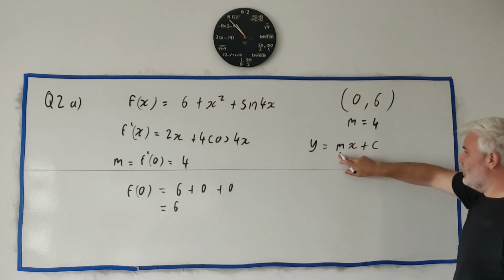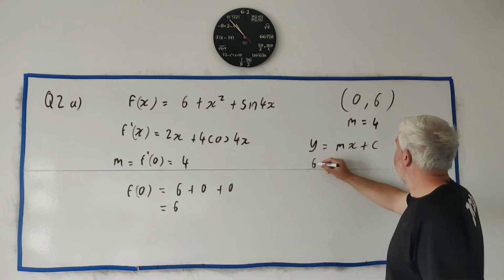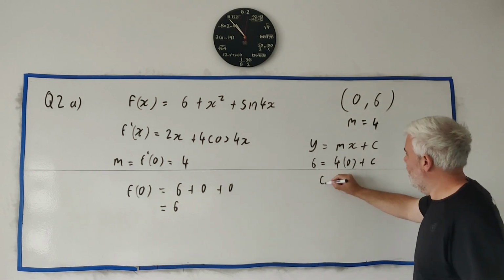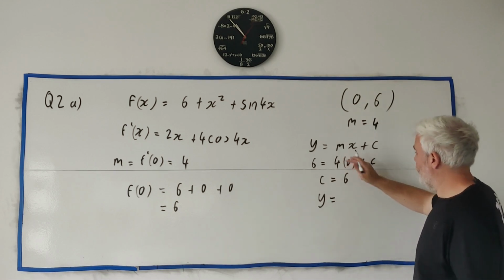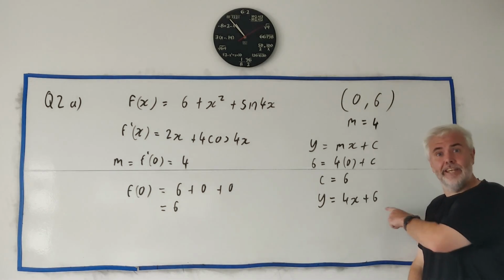I need to know what c is. I know what m is. I need to know what c is, so I'll fill in all the numbers I have. 6 is equal to 4 times 0 plus c. C is equal to 6. Write it all again. Y is equal to 4x plus 6. And that's the equation of a line.